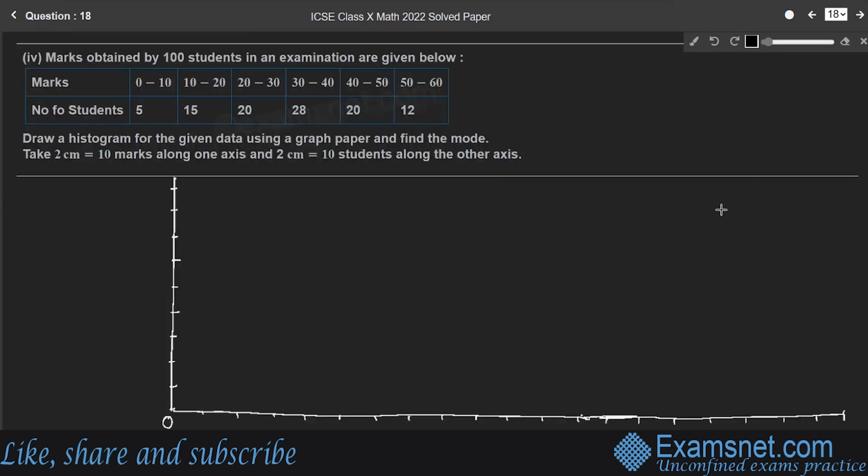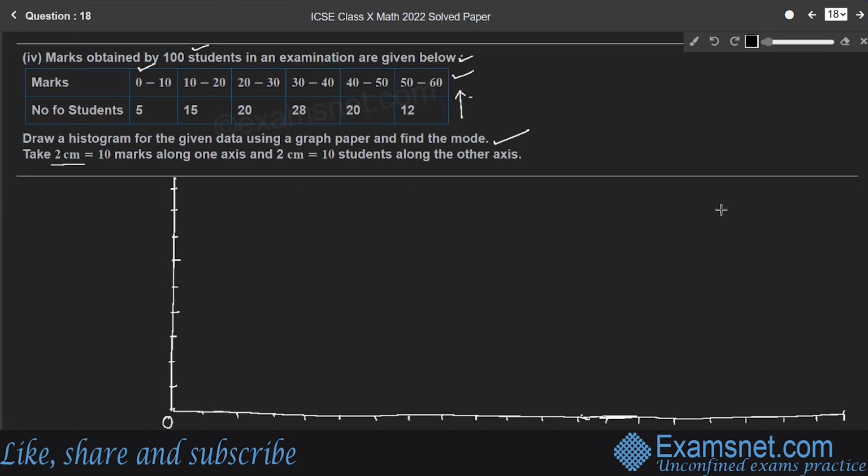Question 18. Marks obtained by 100 students in an examination are given below. Here the marks ranges are given, 0 to 10, 10 to 20, up to 50 to 60, and the number of students are given as 5, 15, 20, 28, 20 and 12, and their respective marks ranges are given. The question is, draw a histogram for the given data using a graph paper and find the mode. Take the scale as 2 centimeter is equal to 10 marks along one axis, 2 centimeter is equal to 10 students along the other axis.